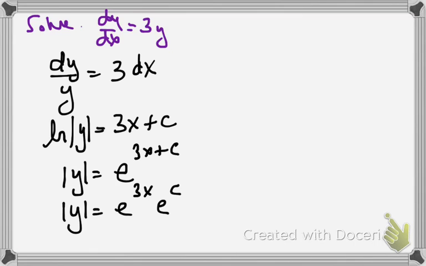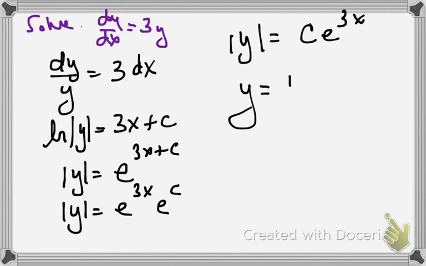E to the c is some sort of number, and c is any constant anyway, we're not really sure of, so it's going to be absolute value of y equals that constant, so I'm just going to call it c again, times e to the 3x. Because we have the absolute value here, to get y by itself, we could have it written as y equals plus or minus the c e to the 3x. And so we have some sort of exponential function here.